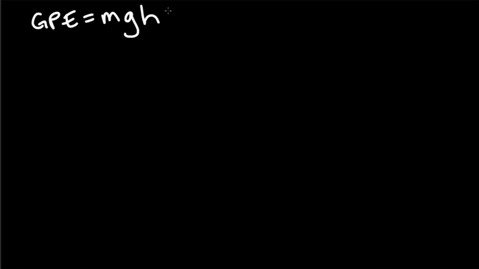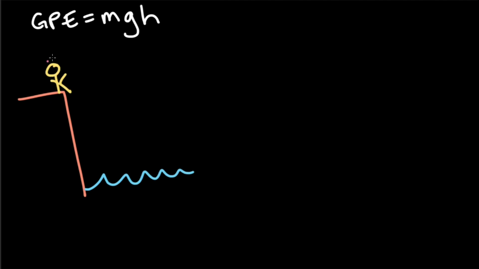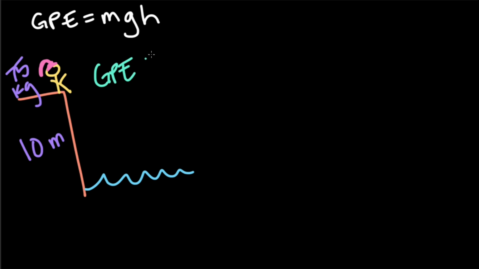Let's go ahead and do an example. Let's say that we have a cliff diver standing at the top of a cliff above some water. This cliff is 10 meters tall, and our cliff diver has a mass of 75 kilograms. So as she is standing at the top of the cliff, what is her gravitational potential energy? Well, we can use this equation to solve for it. So we know that it is going to equal mgh, and her mass is 75 kilograms.